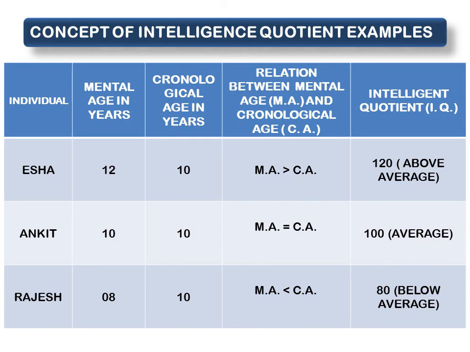And if an individual named Rajesh has a mental age of 8 years and a chronological age of 10 years, then mental age is less than chronological age. His IQ is 80, that is below average. That is, if mental age is greater than chronological age, then a person has an IQ above average. And if the mental age is equal to chronological age, then the IQ of a person is average. And if the mental age is less than chronological age, then a person has an IQ below average.